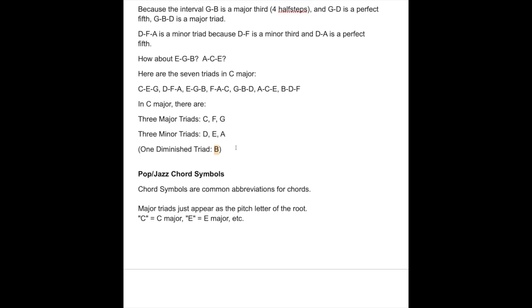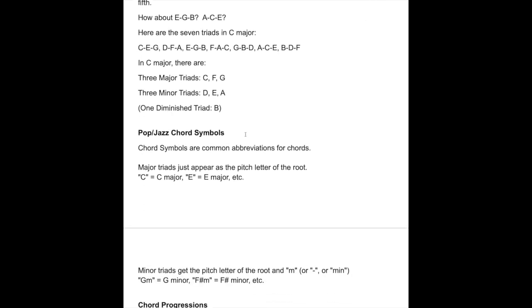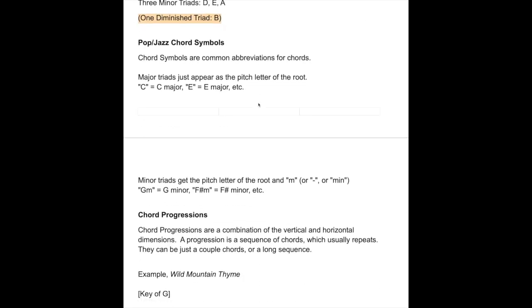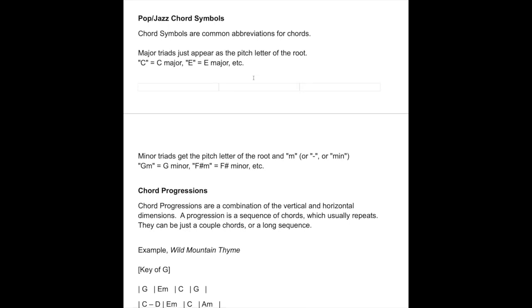And again, it exists. It's very rare to actually see that. And you can see how the major scale has these 6 major and minor triads, 3 major, 3 minor, and that's mostly what you hear in songs. You will hear once in a while a B diminished triad. It does happen.